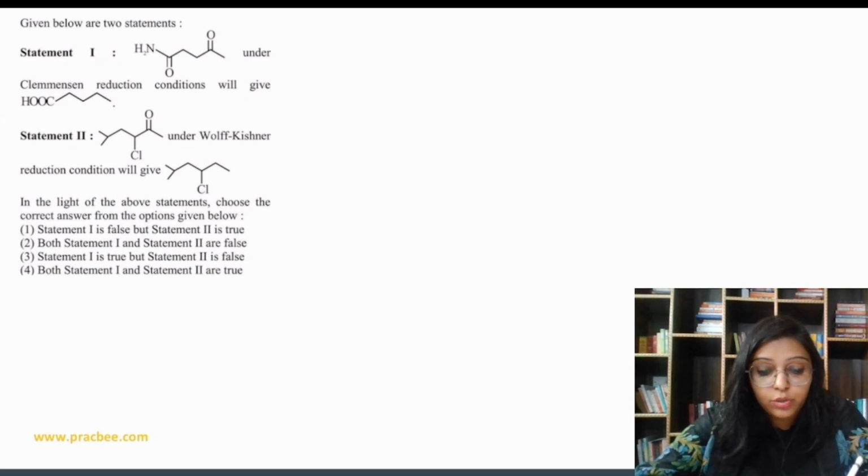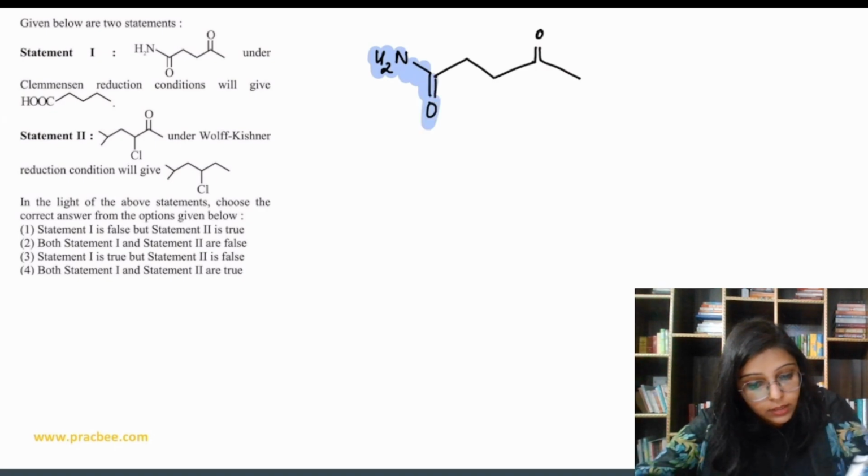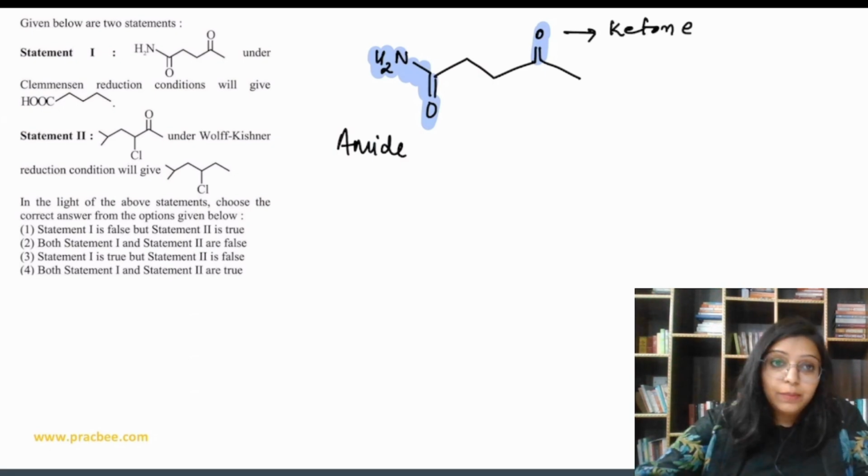Statement number 1, H2N, C double bond O. This is H2N, C double bond O, this double bond O and this. So if you see this group, this is amide, and if you see this functional group, this is ketone. Okay, under Clemmensen reduction. So what is Clemmensen reduction?